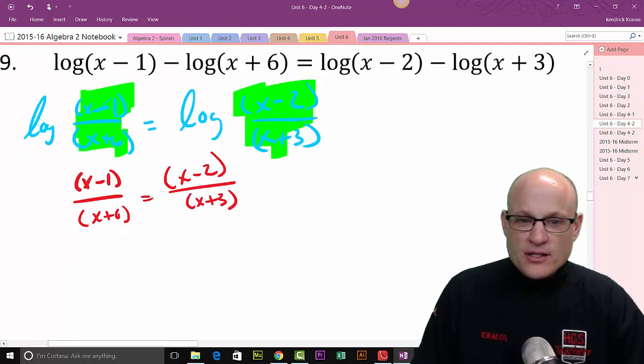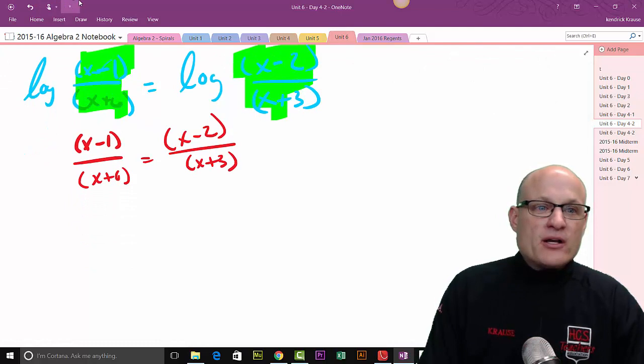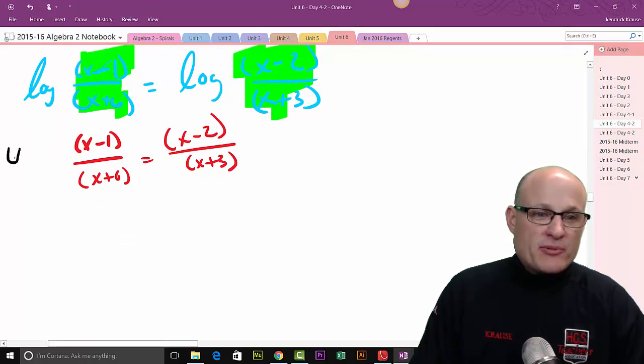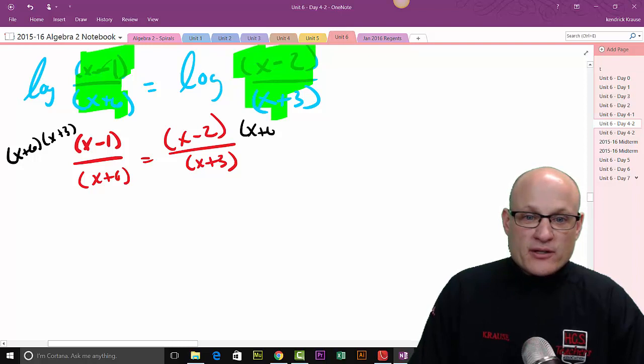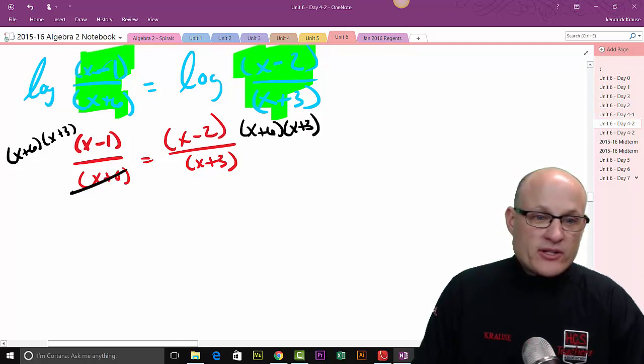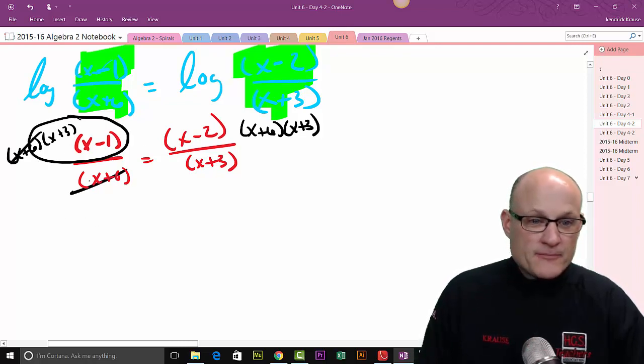Well, I can either cross multiply, or if we stay consistent with what I've been doing in the past, I'll multiply both sides by the common denominator, which is x + 6, x + 3. Here the x + 6 is canceled. So what I'm in fact doing is just multiplying these two together, which is just cross multiplying.